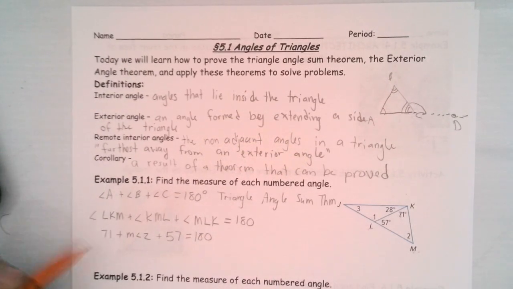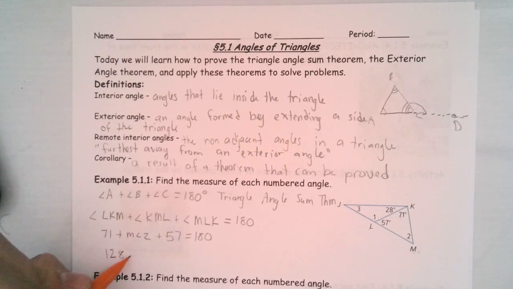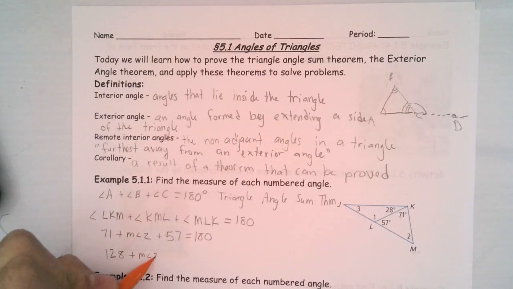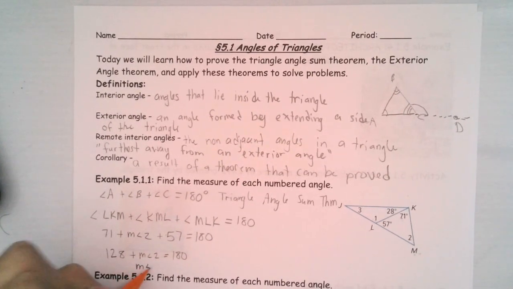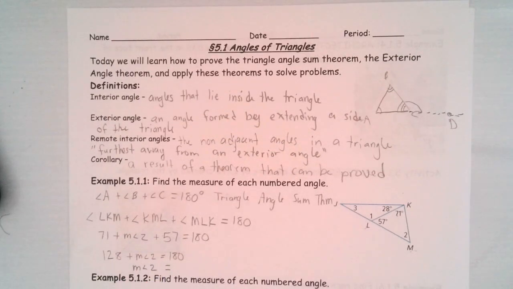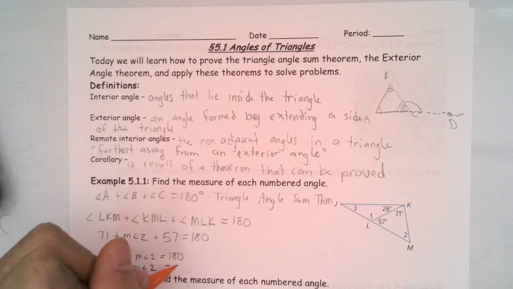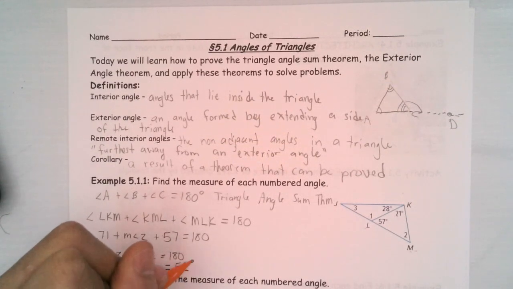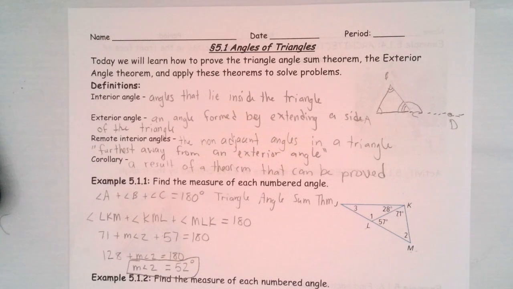Well, now we can solve. So we would have to combine like terms. So 71 plus 57, that is an 8. And then 7 plus 5 is 12. So 128 plus the measure of angle 2 equals 180. And then if you solve for the measure of angle 2, the measure of angle 2 would have to equal 180 minus 128. So that is about 52 degrees. So that's one of our answers. I'm going to box it so that I know that that's my answer.